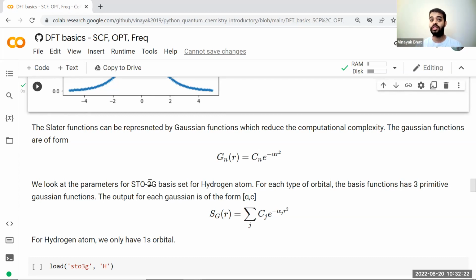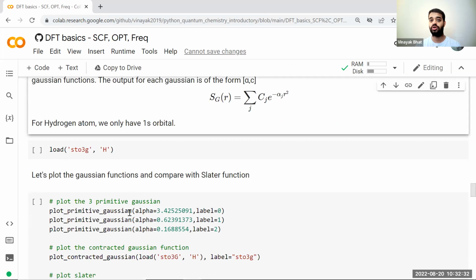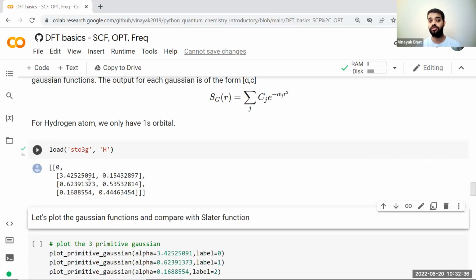And that is what STO-3G is doing. STO is Slater type orbital, represented by 3 Gaussian functions. So I can show you what it looks like over here. If you run this cell, you will see 3 things over here.